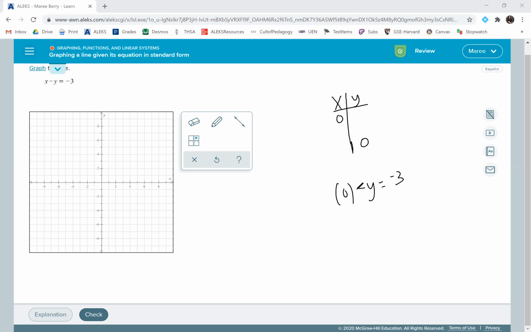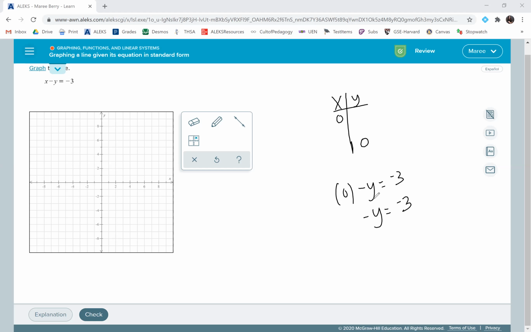0 is kind of like it's not there, so I have -y equals -3. So you can think of this as -y equals -3, so what does y have to be? Instead of saying negative, you could say the opposite. So the opposite of y is -3. So the opposite of what number is -3? That would be 3. So the opposite of 3 is -3.